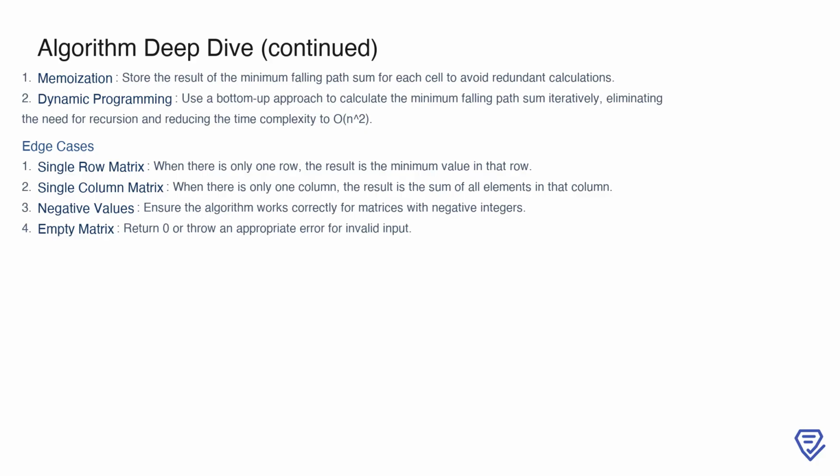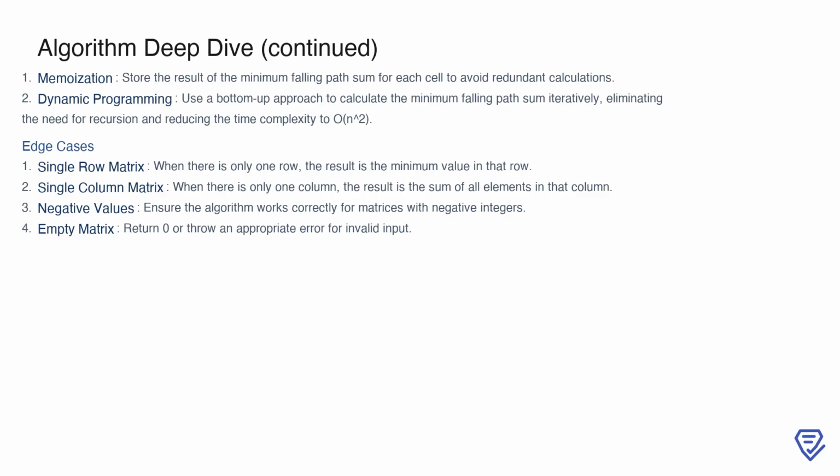To overcome the inefficiencies of the brute force approach, we can use optimization techniques such as memoization and dynamic programming. Memoization involves storing the result of the minimum falling path sum for each cell, so we don't recalculate it multiple times. This significantly reduces the redundant computations and improves the efficiency of the algorithm.